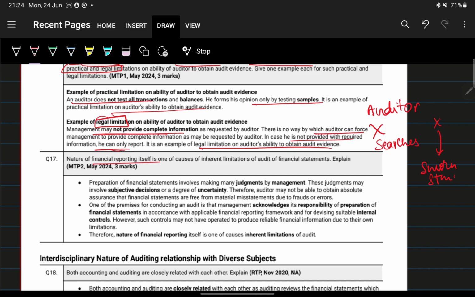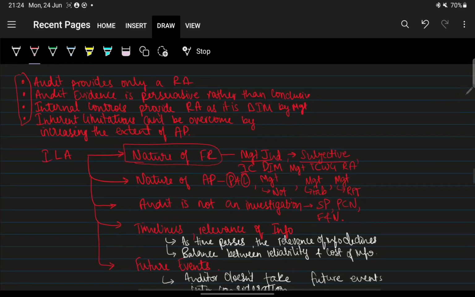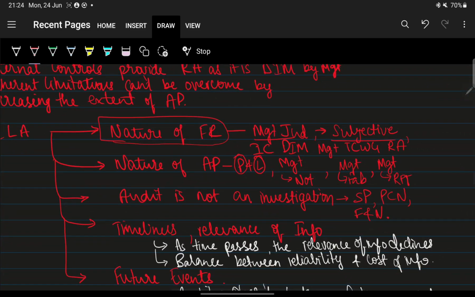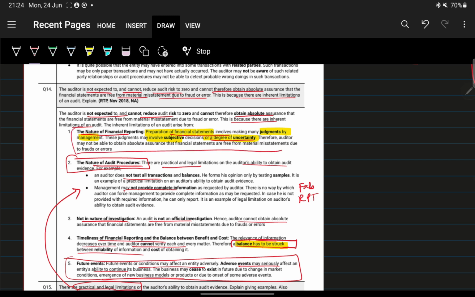Next, nature of financial reporting is in itself a limitation. Basically we just have to write this part which I discussed. Okay, nature of financial reporting. What we had seen earlier, with the full thing, we just have to split it into multiple different points.